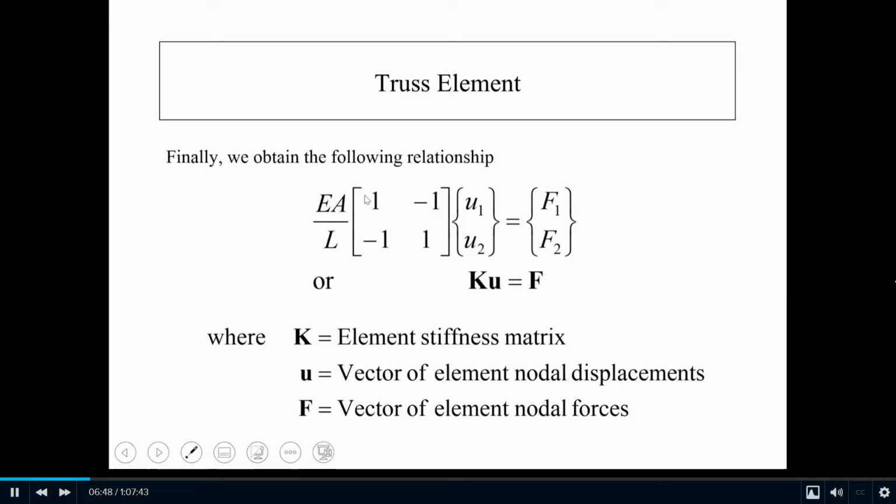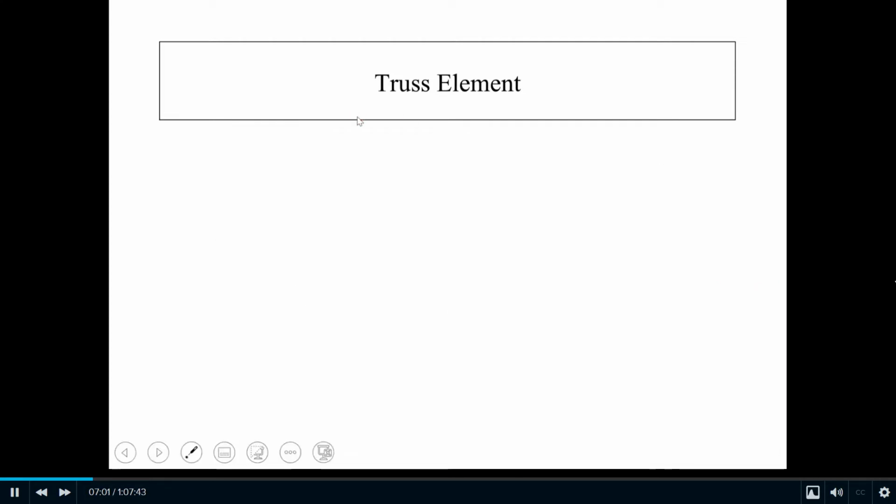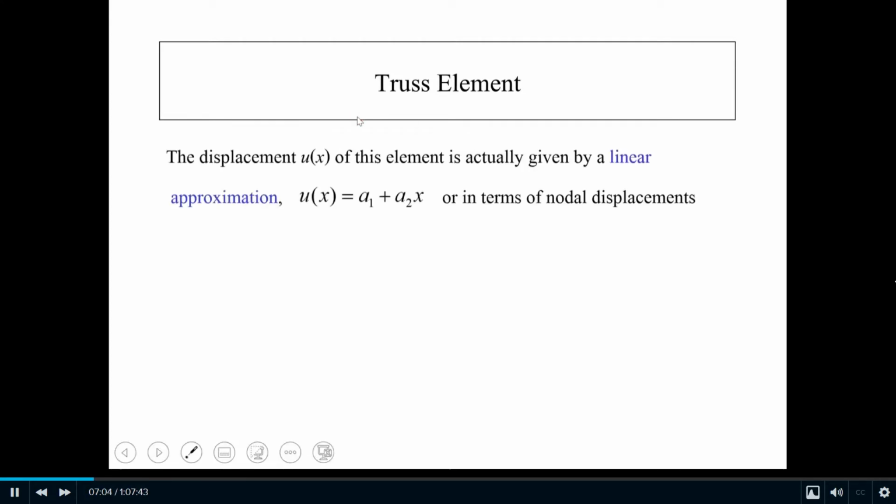For this element, if you have a thrust element like this, it means that the displacement within this element is given by a linear approximation. Ux is the axial displacement at any point within the element, and it can be represented by a linear function like this. A1 and A2, of course, are constants. You can represent this Ux in terms of the nodal displacement U.